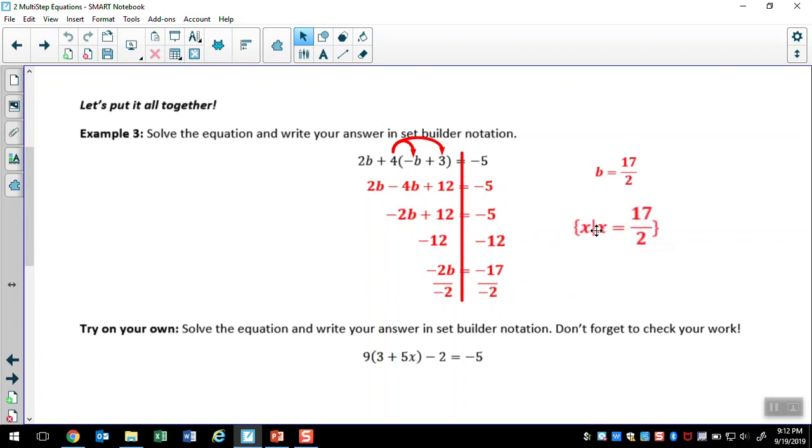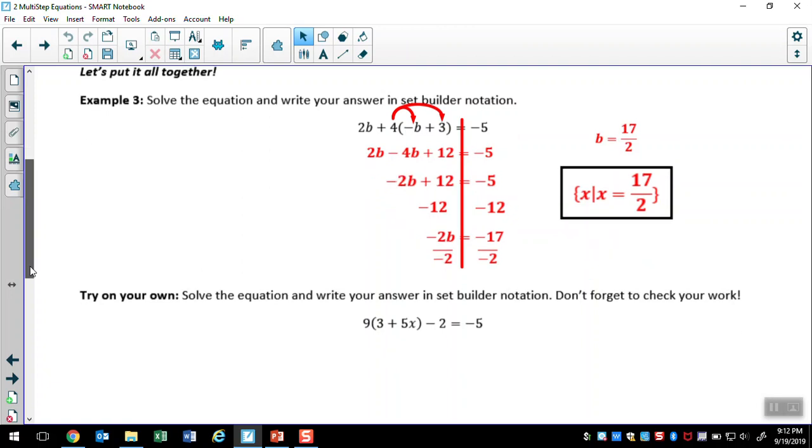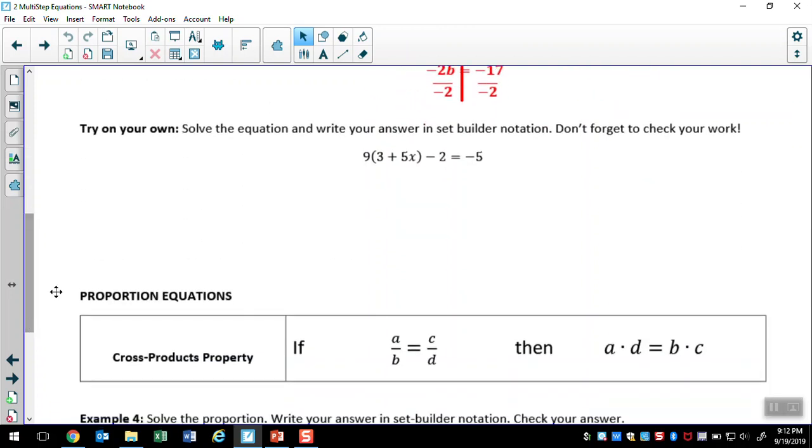And then put that into set builder notation. Done. Put a box or a circle around your answer. Okay, I'd like you to try this next one on your own. Go ahead and pause the video.